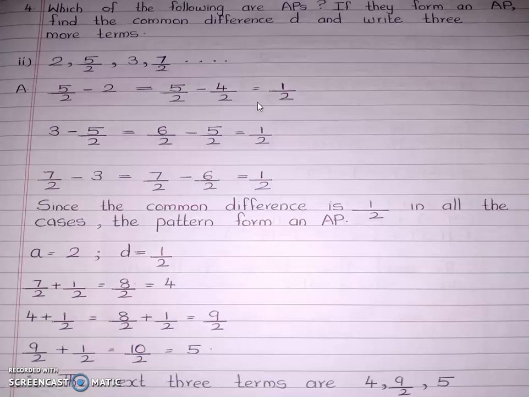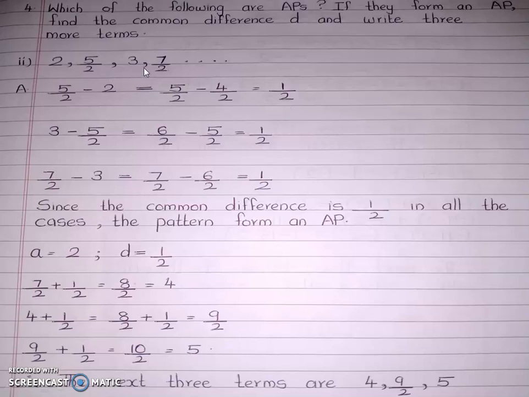You can see all the differences are the same. That is 1 by 2. So the pattern forms an AP. So what is the first term? 2. What is the common difference? 1 by 2. How will you get the next term?